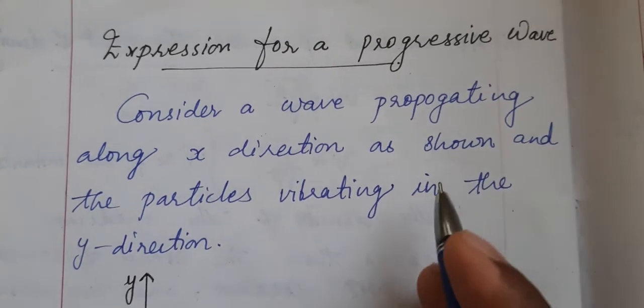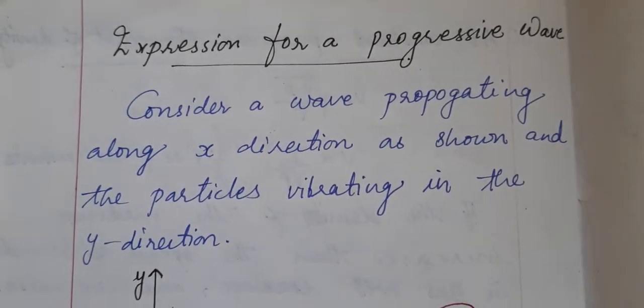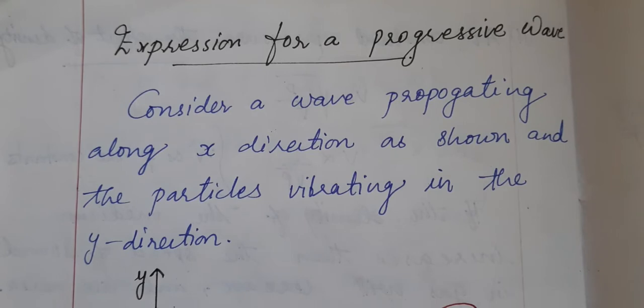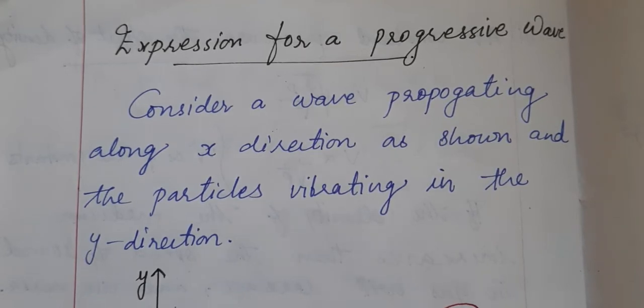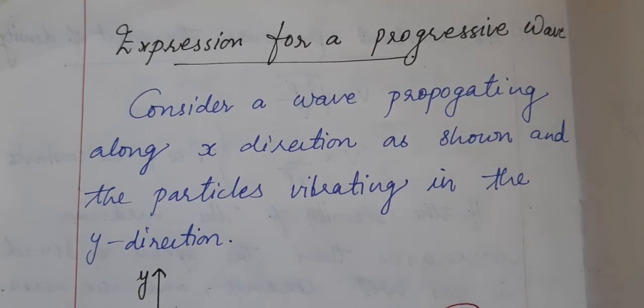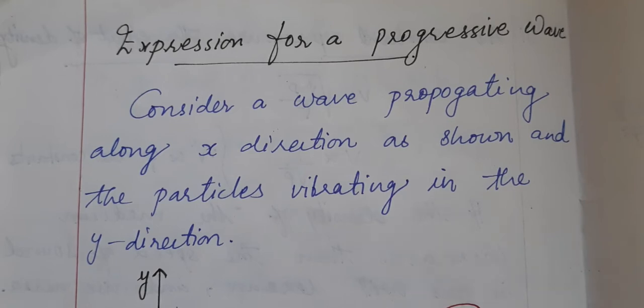Today we are discussing a progressive wave or a traveling wave. A wave that travels from one point to another without any boundary restrictions. If there is no boundary restriction for a wave to travel from one place to another place, that is called a progressive wave or a traveling wave. So we need to discuss such a progressive wave that travels from one place to another without any boundary restrictions.